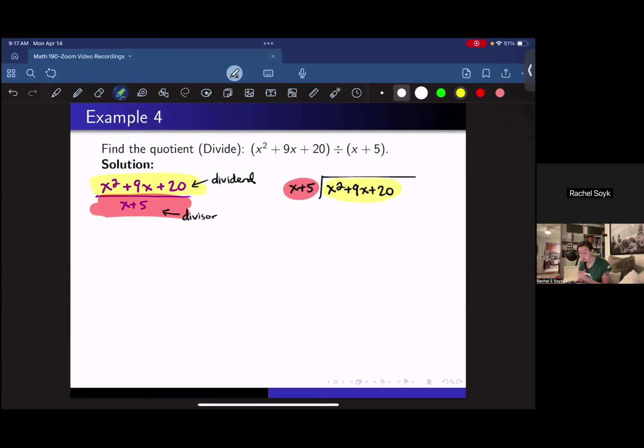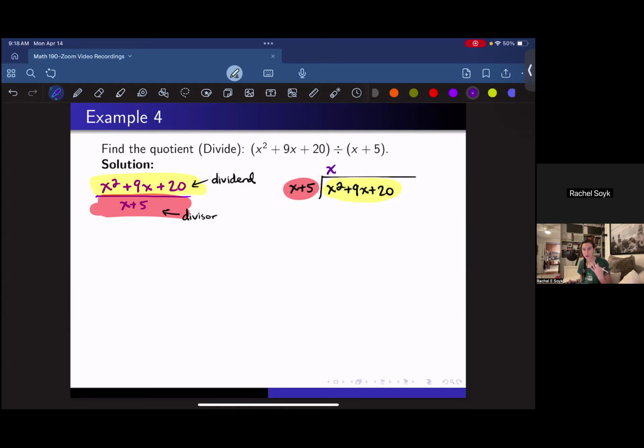So this may look a little complicated at first, but bear with me. We want to ask ourselves, first, take it separately. Don't just look at it as an x plus 5. Let's just look at it as an x right now. And so x times what number gives us x squared? Well, x times x gives us x squared.